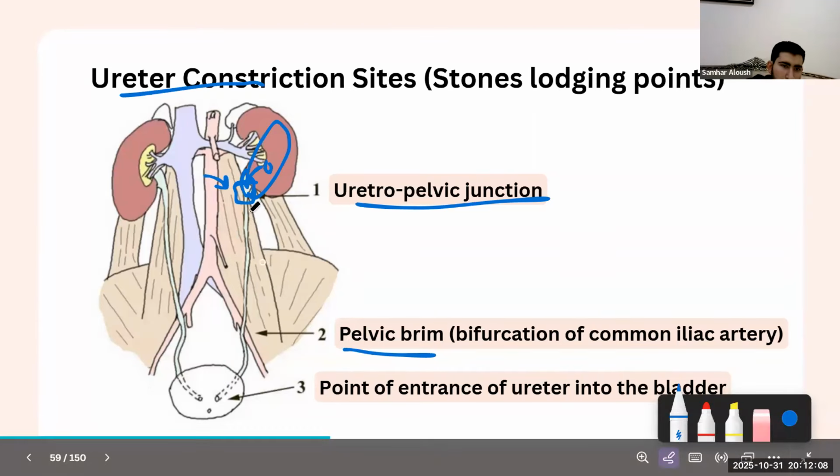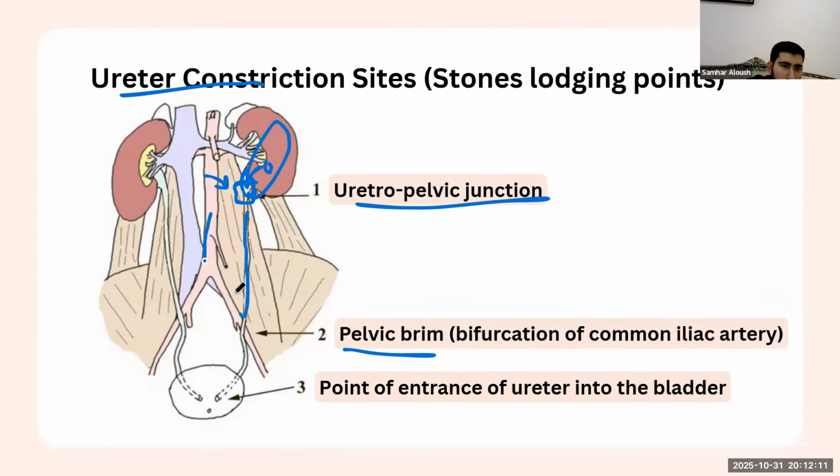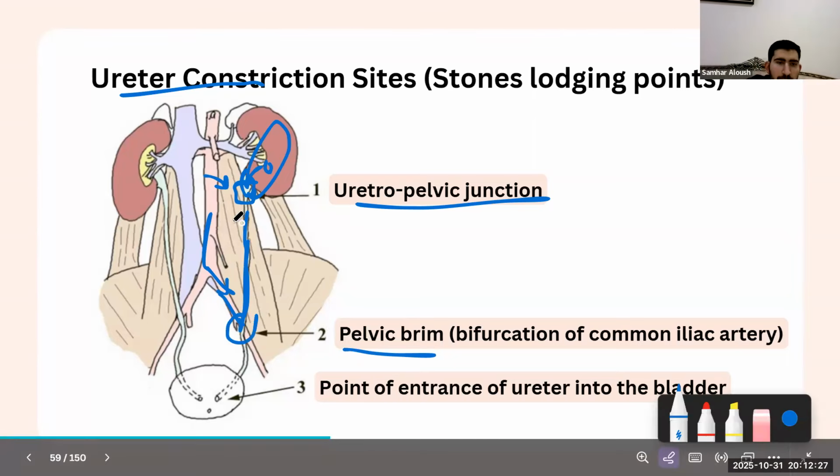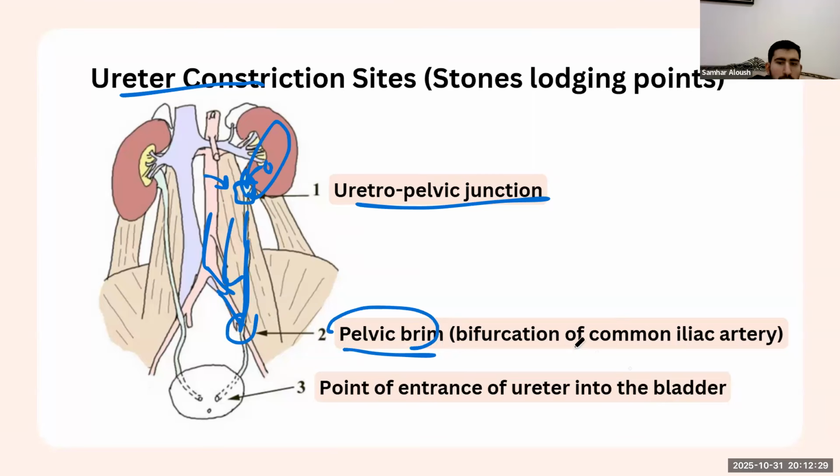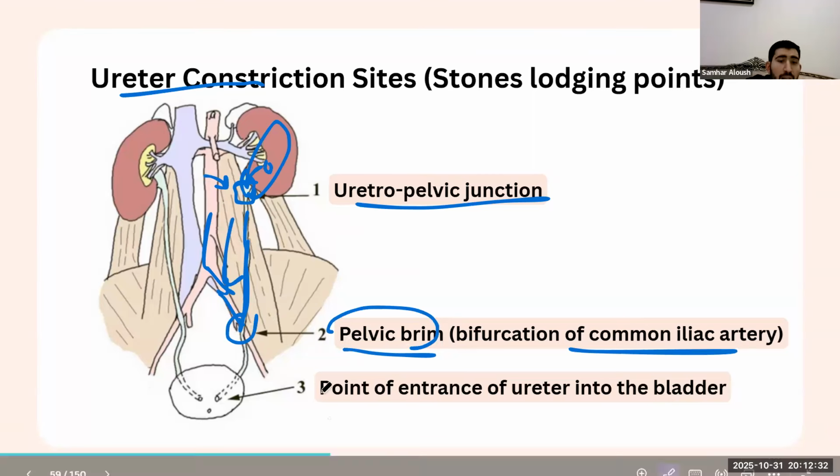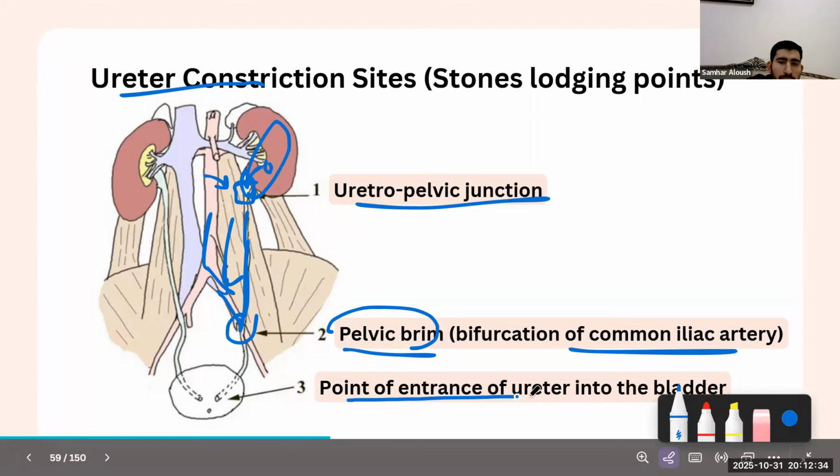The second is at the pelvic brim. The ureter comes down, and here we have the aorta, which bifurcated into the common iliac artery on both sides, and the ureter passes through, over the iliac artery. When it passes over it, it gets constricted, so it will have a constriction site. So the stone may lodge at the pelvic brim, at the bifurcation of the common iliac artery. Third, at the point of entrance to the bladder, the entrance itself is a bit narrow, so the stone may also lodge here. What matters is that the stone may lodge at 3 points.